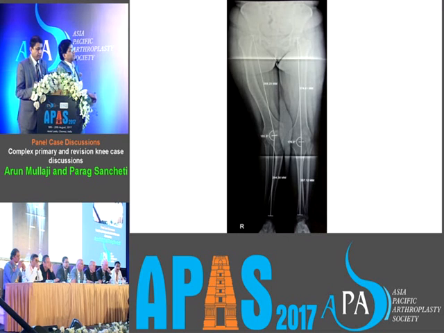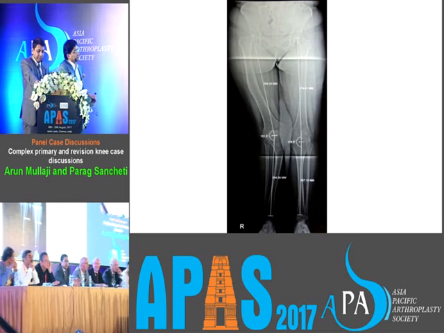So the left side is pretty straightforward. It's almost like a rheumatoid knee. So you do a total knee in that, correct the FFD. The right side, guys, has a dual deformity. Yes, David, you want to say something? How would you tackle this case?